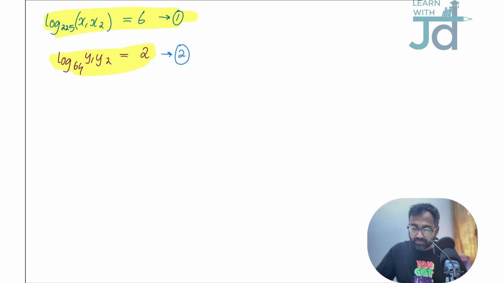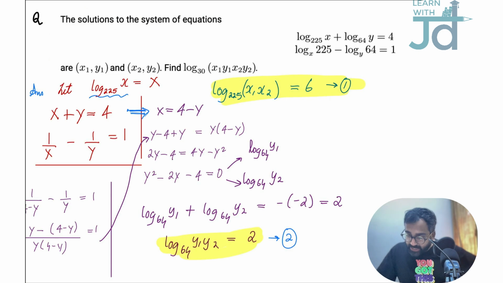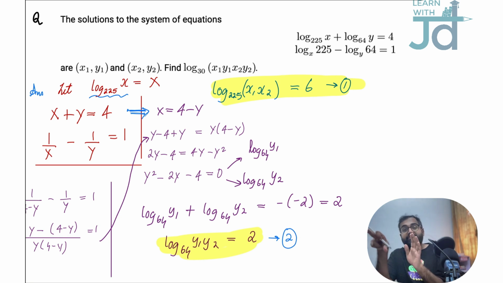Now from logarithm you know that I want x1 x2. Now look here, here I have x1 x2 y1 y2 and the base 30 is the common base. Here the base is 64, here the base is 225. So we will not be able to solve it. So let us take the entire x1 x2 y1 y2. Let us think about that first, simplify it and make the base as 30. That's the only way to do it.